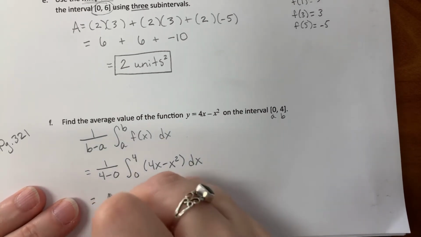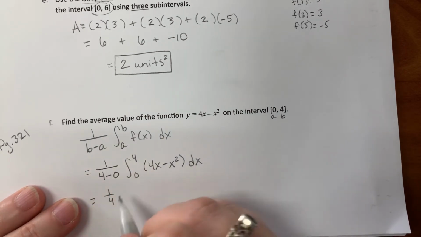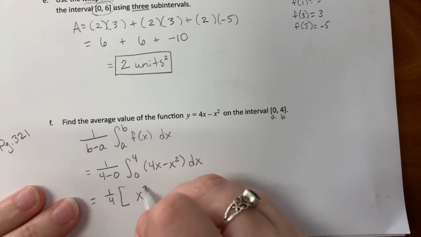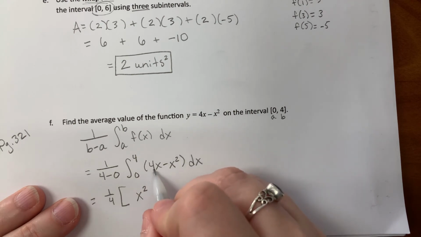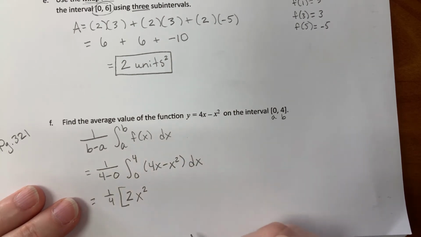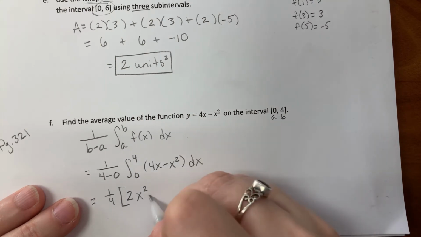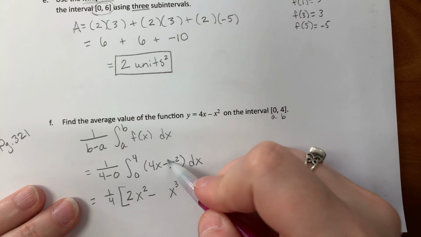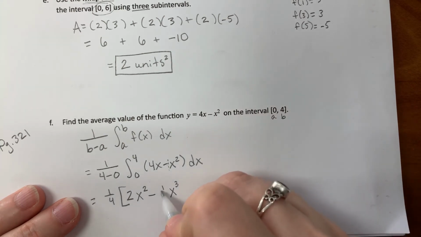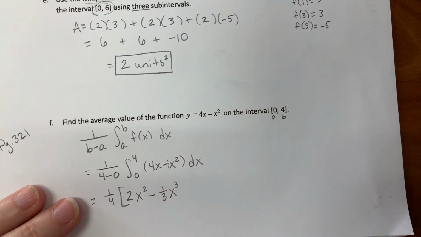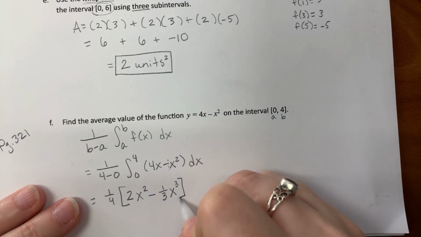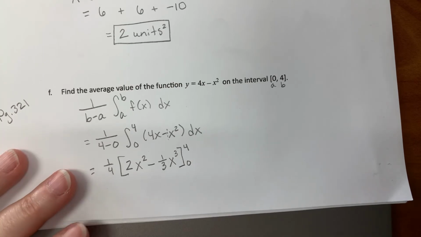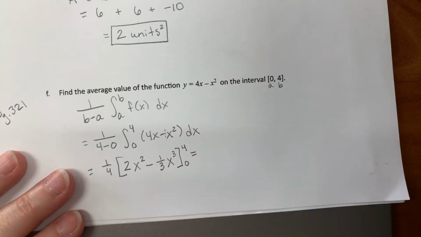So this first part is 1/4, that's easy. The integral of 4x would make that x squared, and then divide this by your new exponent, so that would make that a 2. Minus, this would become x to the 3rd, and I would divide my coefficient by my new exponent, which would be 1/3. And remember, you're finding this integral from 0 to 4. So I'm not doing a plus c on there. I'm actually plugging in values and finding the answer.